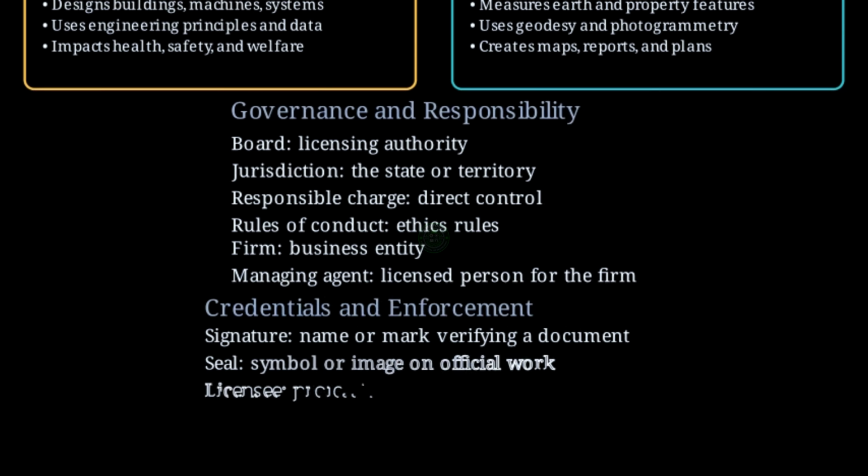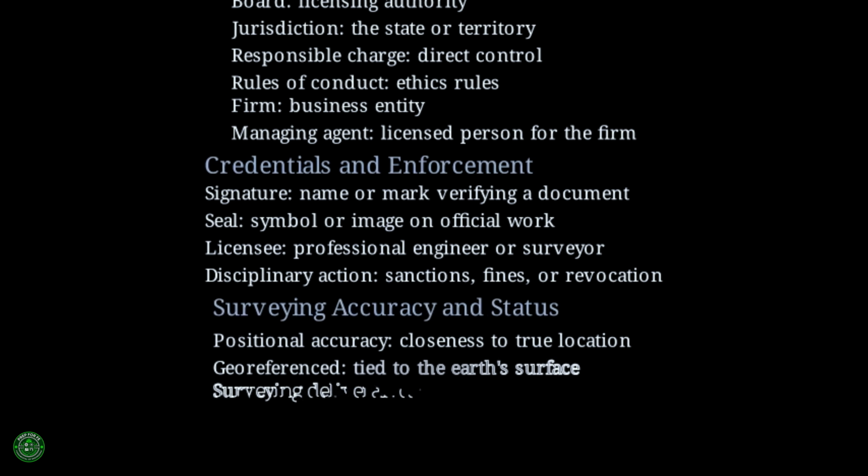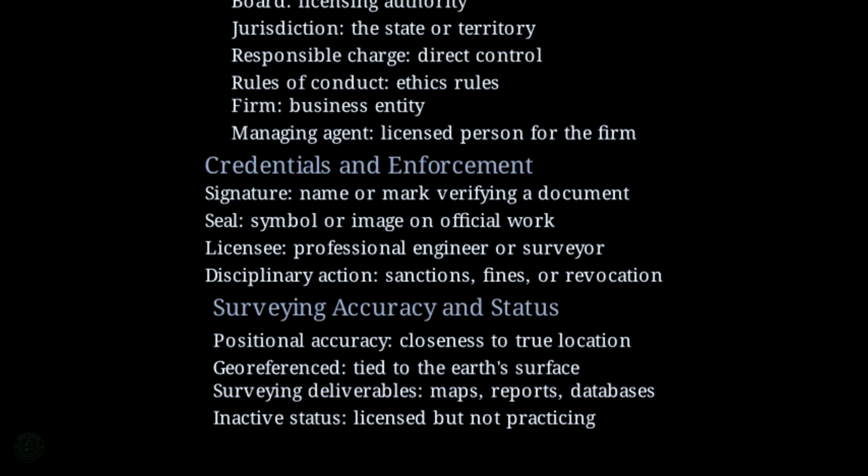The law also defines signature and seal. A signature is a name or mark used to verify a document. A seal is a symbol or image. A licensee is either a professional engineer or a professional surveyor. And disciplinary action includes reprimands, fines, suspension, or license revocation. Finally, for surveying, we have accuracy and status terms.